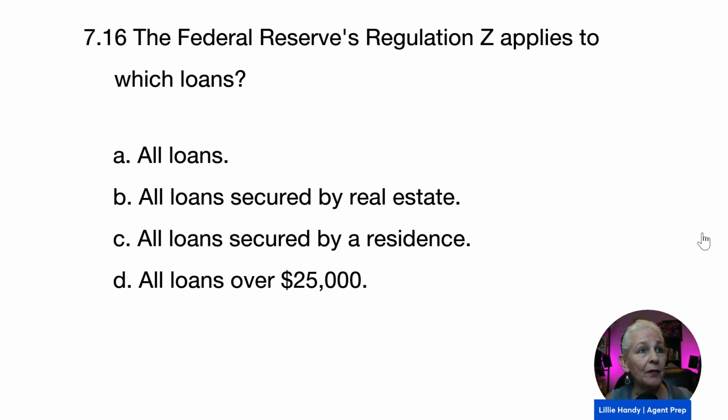Okay, continuing with finance for real estate. The Federal Reserve's Regulation Z applies to which loans? A, all loans. B, all loans secured by real estate. C, all loans secured by a residence. Or D, all loans over $25,000. Type your answer in the chat for 7.16.